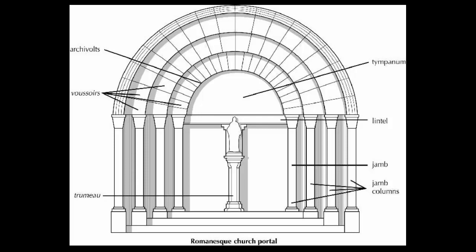Large-scale carved biblical figures were rare before the millennium. Sculptures were around the door, not so much on the door itself. The symbolism of the door was Christ as the door to salvation. Parts of the church door were regularly decorated, including the tympanum, the voussoirs, which form the archivolts, the lintel, the trumeau, and the jambs.